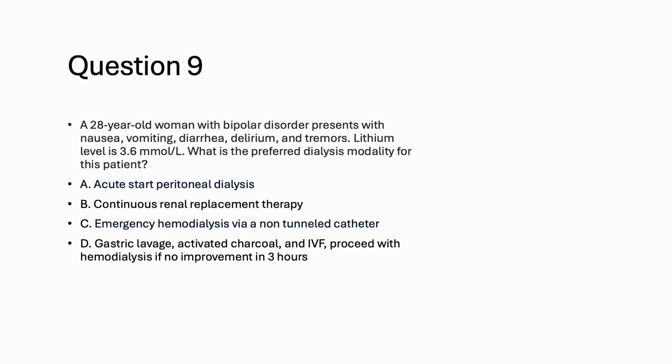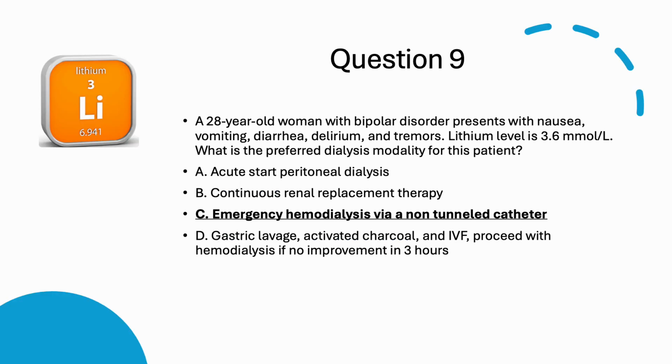Then proceed with hemodialysis if there's no improvement in 3 hours. Think about these different options. The correct answer is on the next slide. The correct answer is C, emergency hemodialysis via a non-tunneled catheter. This patient is very toxic, so this lithium level is extremely high. It's above 3.5. She has clear symptoms: tremors, delirium, nausea, vomiting. So emergency hemodialysis is indicated and is life-saving, and you have to do it quickly via non-tunneled catheter.